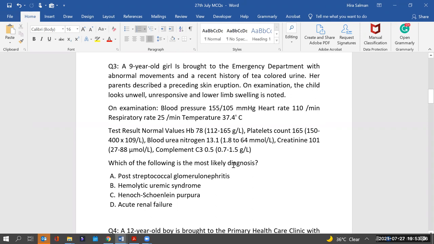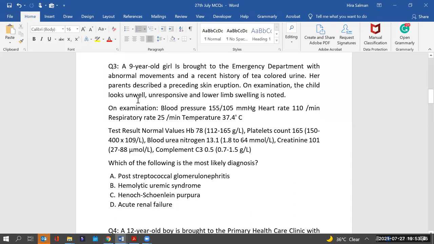So now they are asking what is the most likely diagnosis. So tea-colored urine, skin eruption, prior history is there. Although she is anemic, of course, she is losing her RBCs, especially in urine. So that's why the hemoglobin count is low. But platelet is okay. So once the platelets are okay, then you will not think about any of the other disorders. Blood urea nitrogen is okay, creatinine is slightly on the higher side. This can confuse you, but please don't, because once the complements are involved, there will be much more damage. And because of the much more damage, creatinine can also go higher. So that is one of the accompanying things. But most of the time, creatinine level usually doesn't go higher.